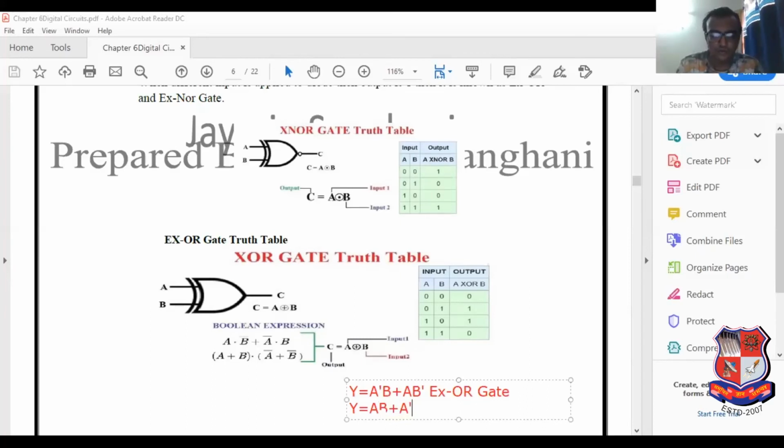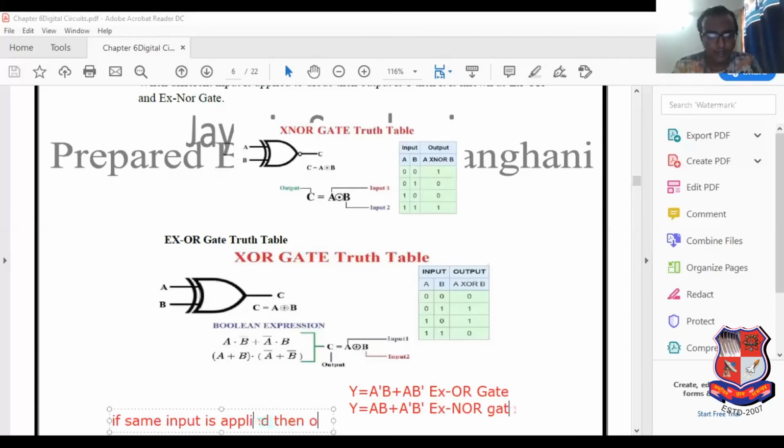is the equation of XNOR gate. What is the difference between XOR and XNOR? If both inputs are the same, then output is 0. Then it is known as XOR gate.